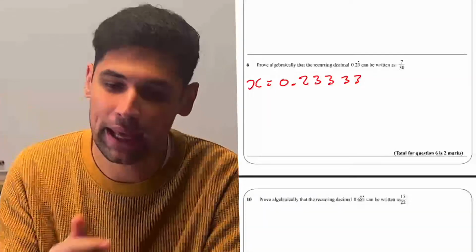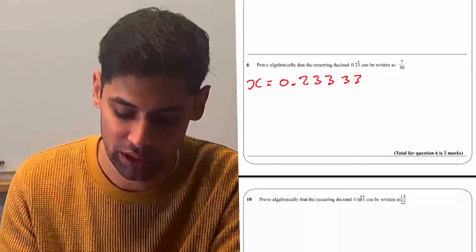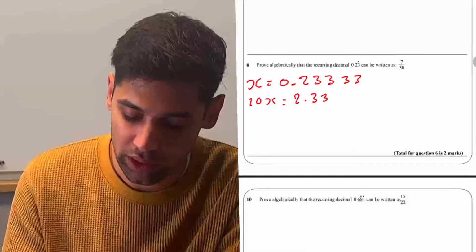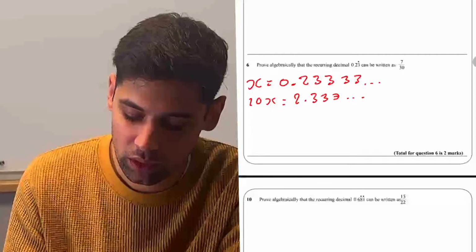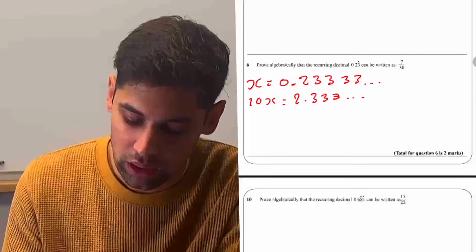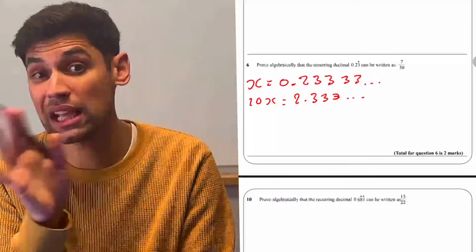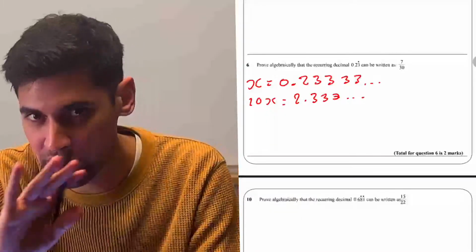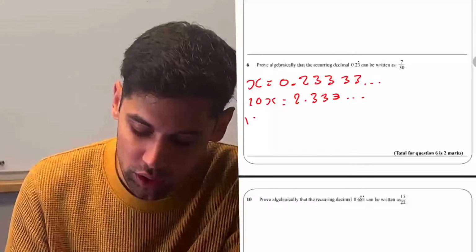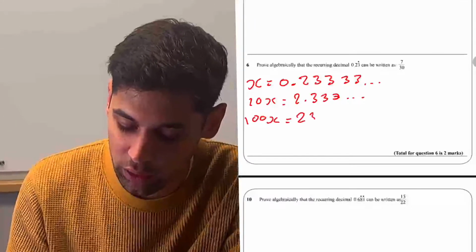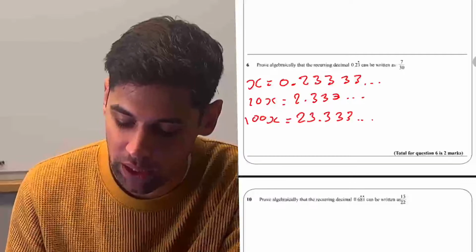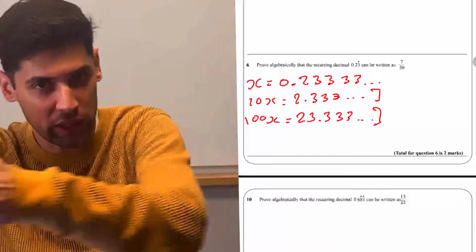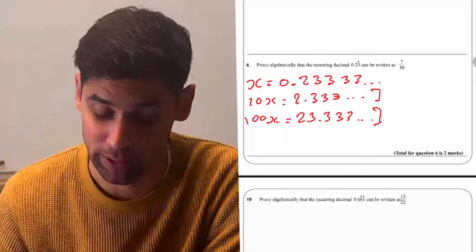And we're going to keep timesing by 10, like I said, until we get two numbers that are exactly the same after the decimal point. So we'll say 10x equals 2.333 dot dot dot. That's a dodgy 3. Now these are not the same after the decimal point. The top one is 0.2333. The second one is 0.333, not the same. So we keep timesing. So we get to 100x equals 23.333 dot dot dot. Now these are the same. This one and this one are both 0.3 recurring. So these are the ones we can subtract from each other.